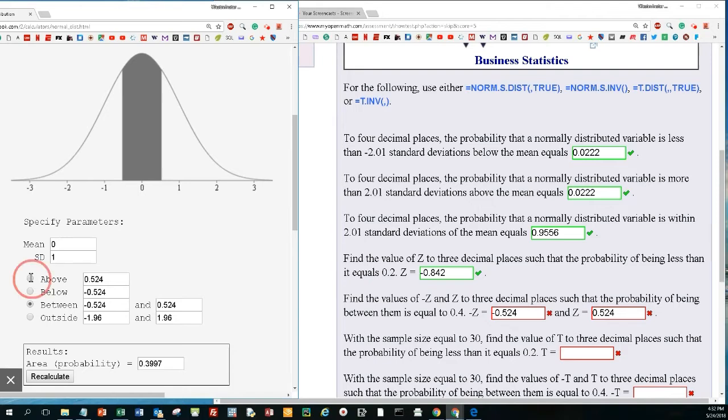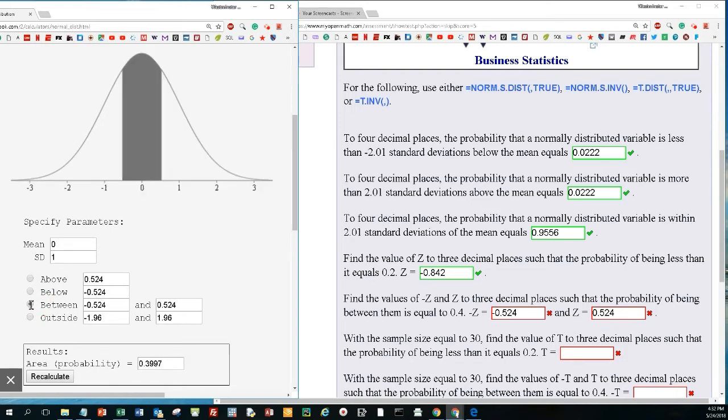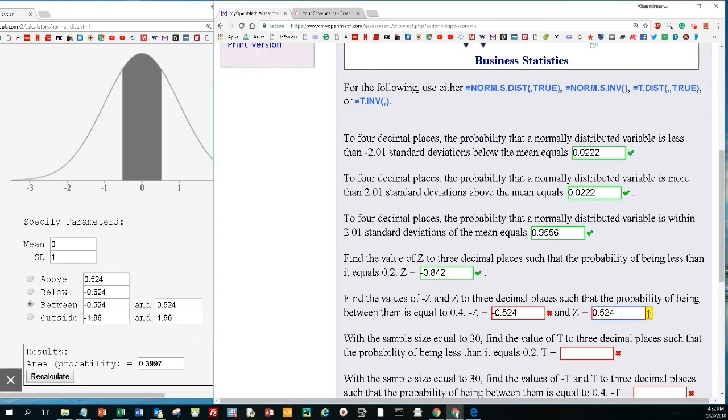Okay, so below this number here of negative 0.524, I get a probability of 0.30. Above 0.524, I get a probability of 0.3001. And then in between these two, I get a probability of 0.400 if I round to 3 decimal places. So these should be the correct answers.